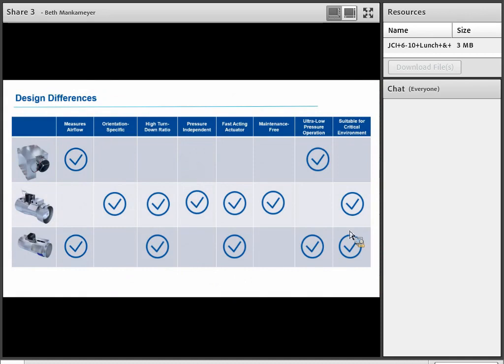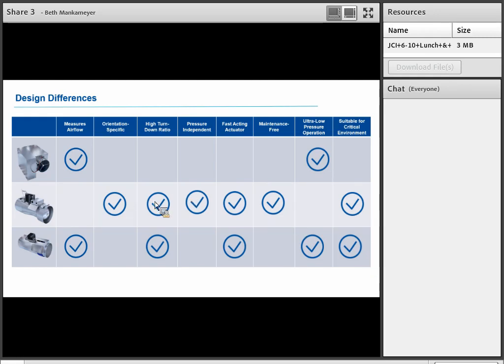So here we are wrapping it up. Here are the design differences in a nutshell for the VAV boxes, the Venturi valves, and the measured airflow valves. Really the bottom line here is VAV boxes, we would not recommend them for the critical environment. They're absolutely appropriate in other spaces, but if you're going to use something in a critical environment, you can not only experience better energy savings by using these Venturi valves and measured airflow valves, but you have that precise control, and the hospital is going to have better control over keeping the positive spaces positive and the negative spaces negative.